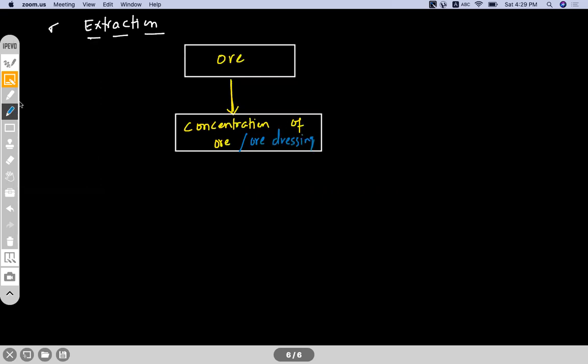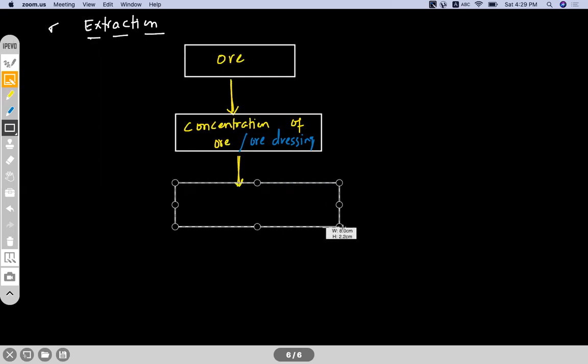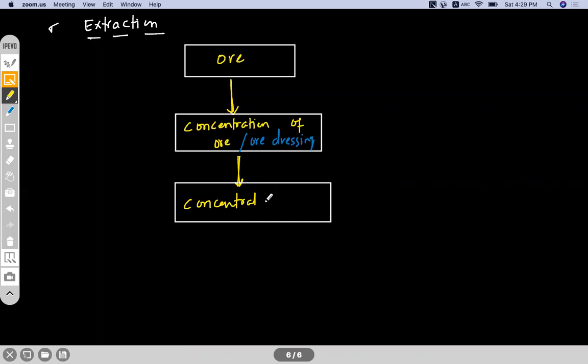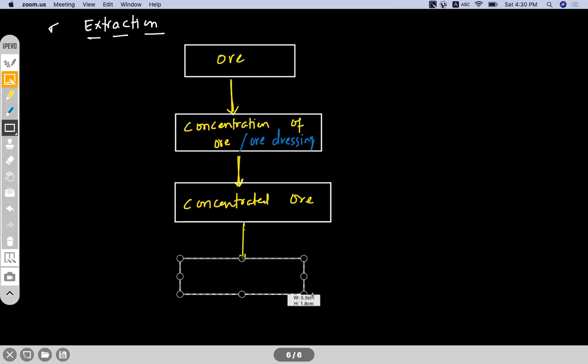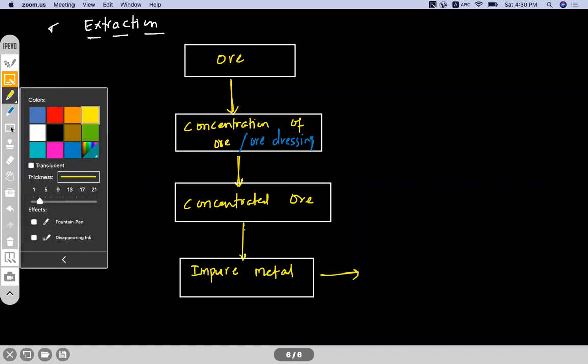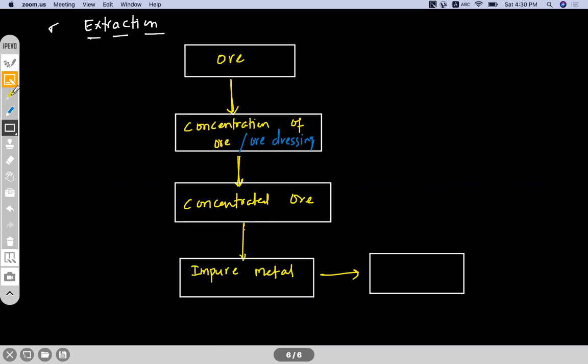Ore dressing. Once you are done with it, you will get what? You will get concentrated ore, right? From the second step, next you will get the concentrated ore. With this concentrated ore, I'll write down the steps also involved over here. We further get impure metal, okay? And then we'll apply some methods to this. Then we'll get the pure metal in the last, which is our objective here.